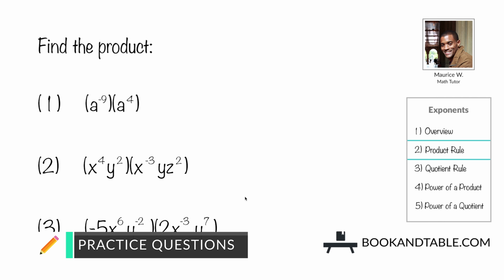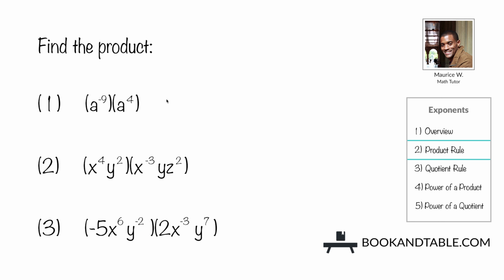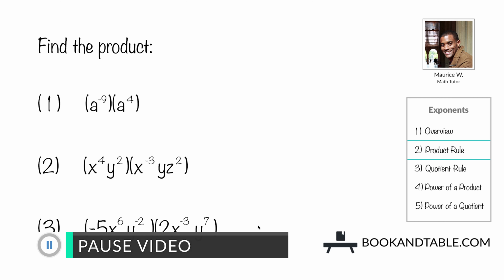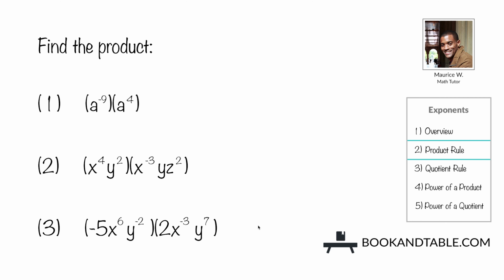Now let's have you do a few practice questions. Find the product. Question number 1, a to the negative 9 times a to the fourth. Question number 2, x to the fourth y squared times x to the negative 3 y z to the second. And question number 3, negative 5 x to the sixth y to the negative 2 times 2 x to the negative 3 y to the seventh. Pause the video, answer this question, and then press play when you are ready to begin.